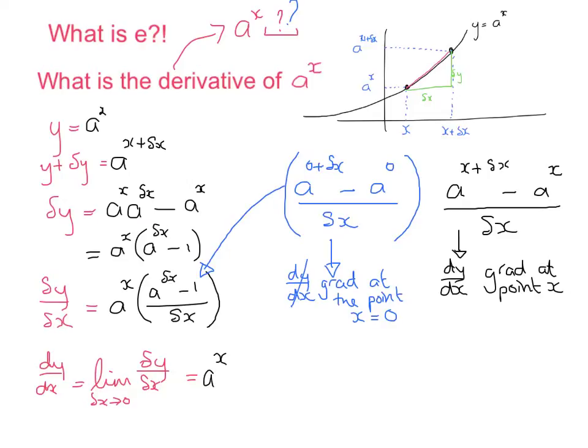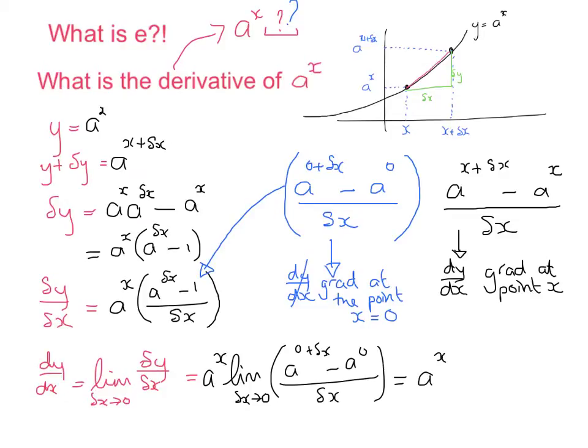So I take my limits. I can pull out the a to the x before I take my limit, because a to the x has got nothing to do with delta x, and I get the limit as delta x tends to 0 of a to the 0 plus delta x minus a to the 0 all over delta x, which is a to the x multiplied by, and I'm just going to write it in words for now, the gradient of a to the x at x equals 0. So this is stage 1 of our proof.